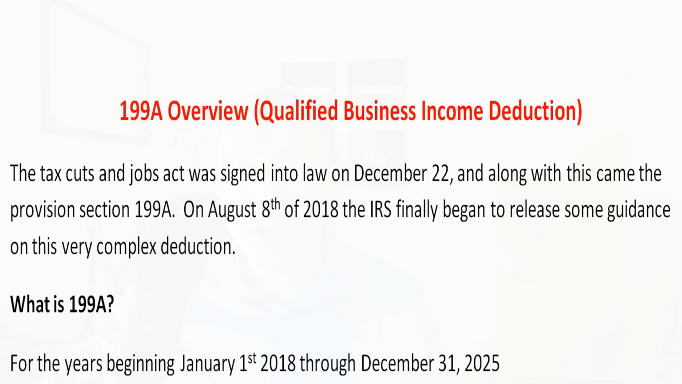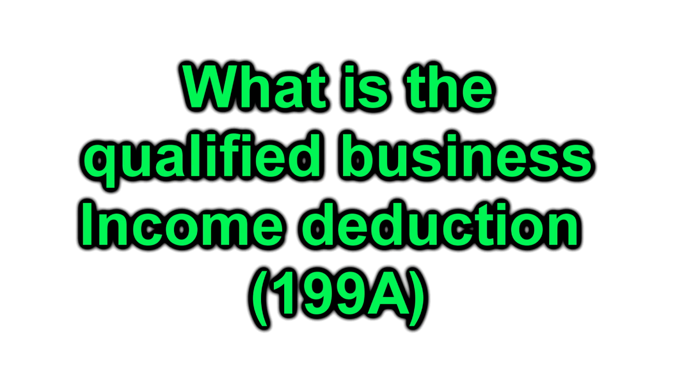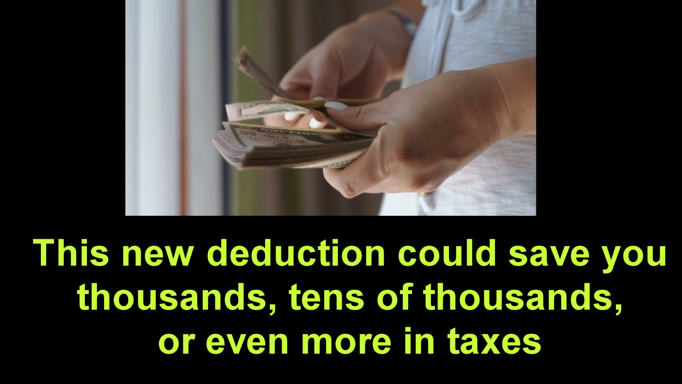So this new 199A deduction is stemming, of course, from the Tax Cuts and Jobs Act, right? The Tax Cuts and Jobs Act was signed into law on December 22nd, and along with this came the provision section 199A. These new tax savings are huge.